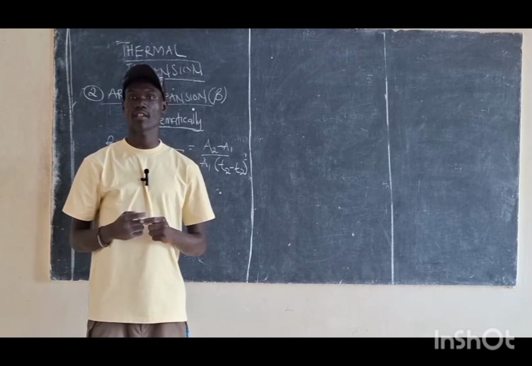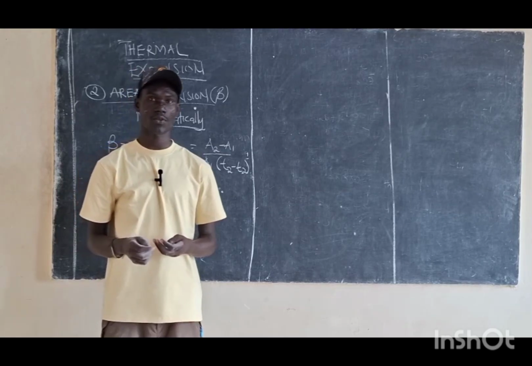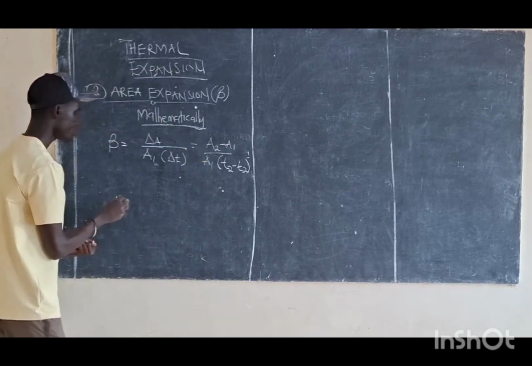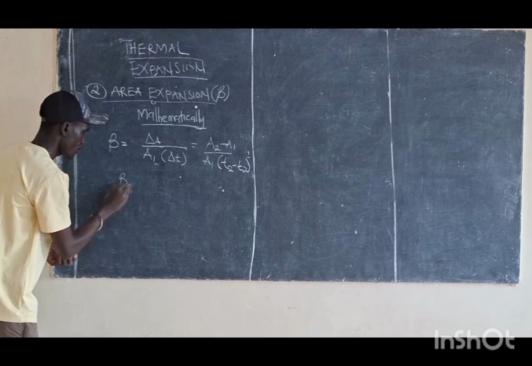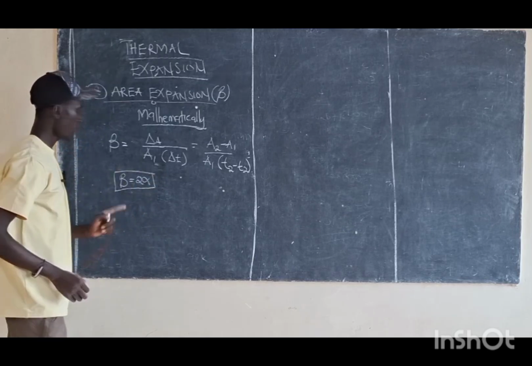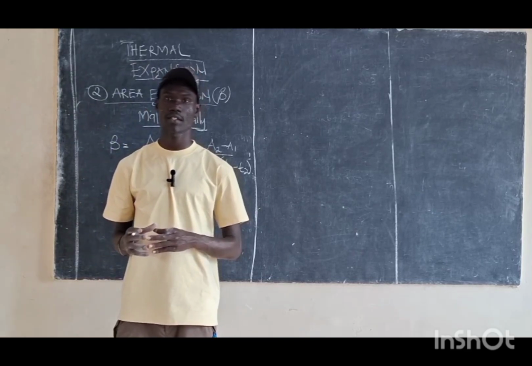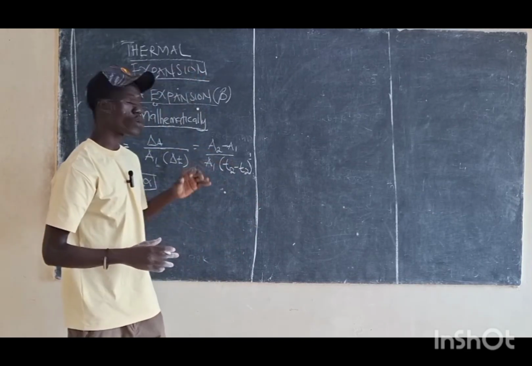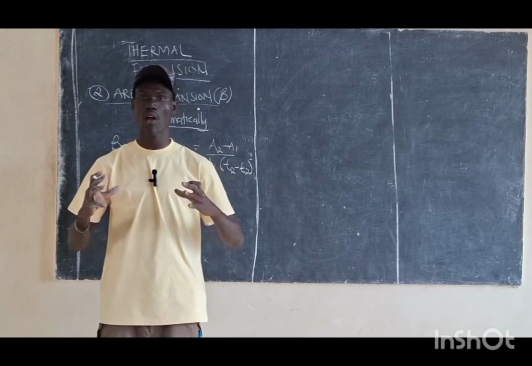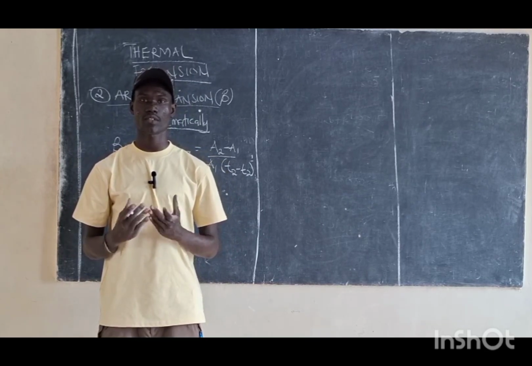Don't forget that area expansion is related to linear expansion. The relationship between area expansion and linear expansion is beta equals 2 alpha. That is the relationship between area and linear expansivity. So we are going to look at some problems on how to solve problems under area expansion. Let's do example 1.